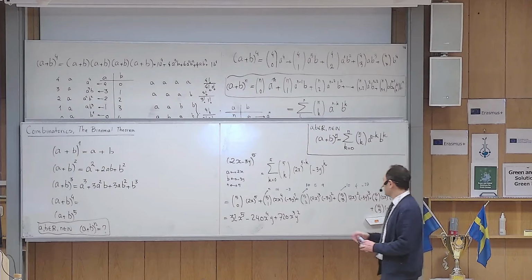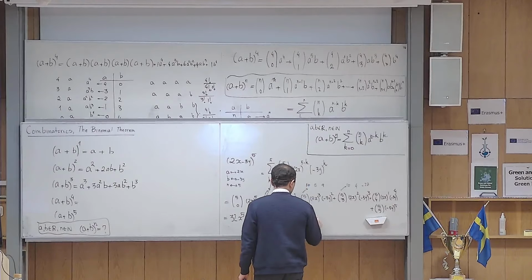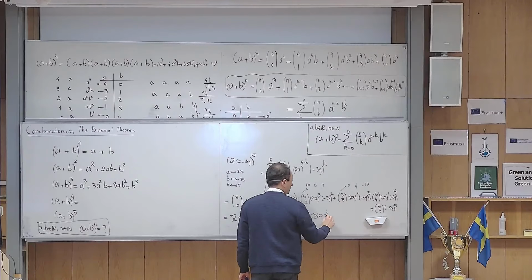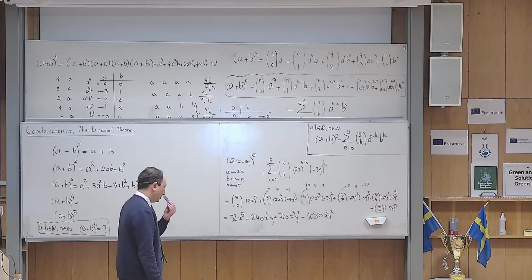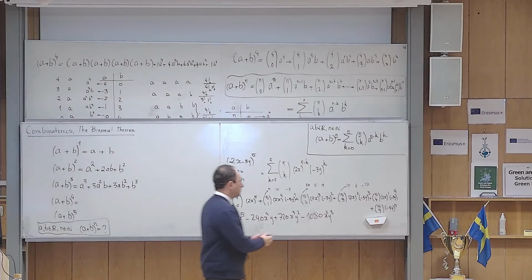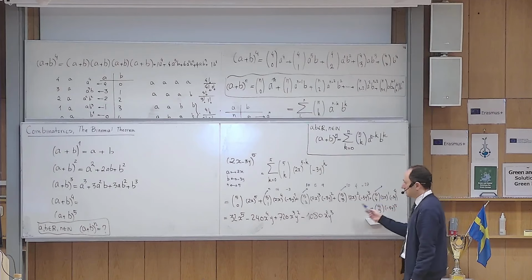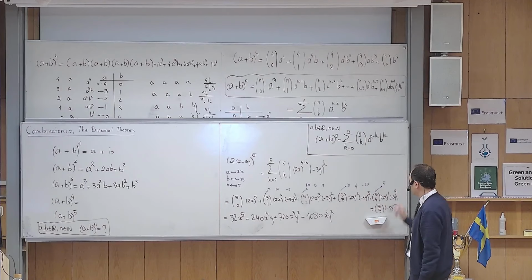So what's the answer? Minus 1080, and then I have x to the power of 2, y cubed. Yes? And then again, what is 5 choose 4? 5 choose 4 is the same as 5 choose 1. So if that was 5, that also becomes 5.